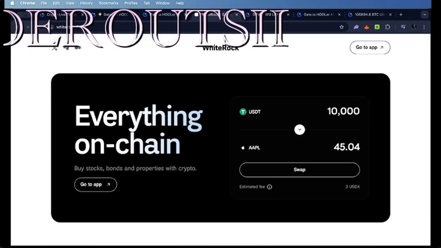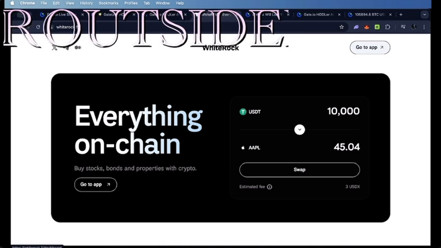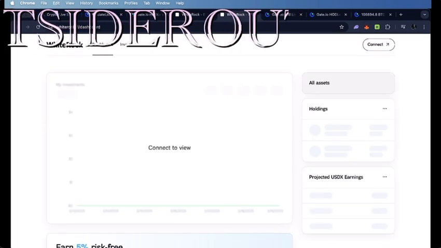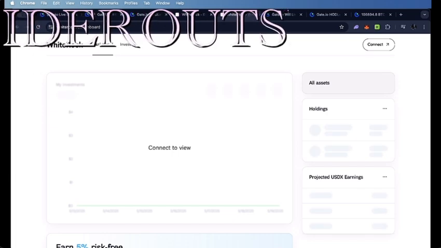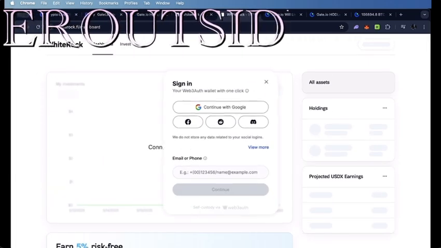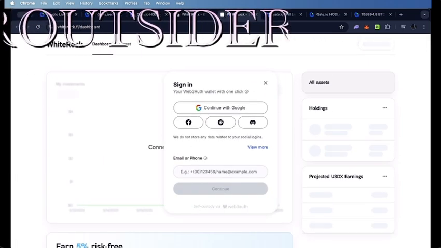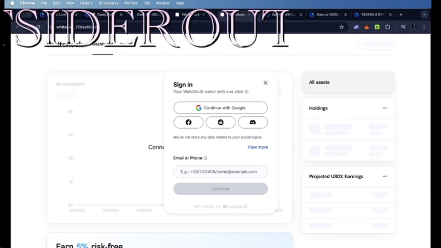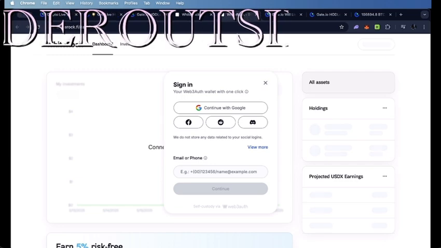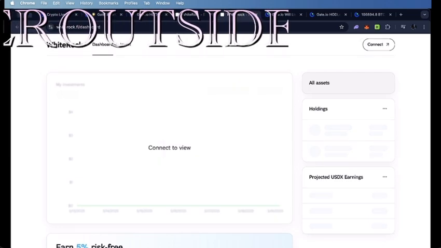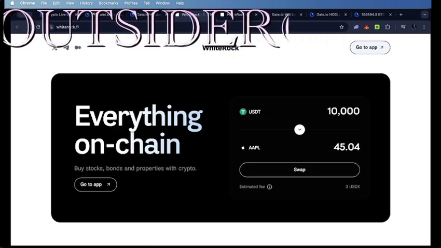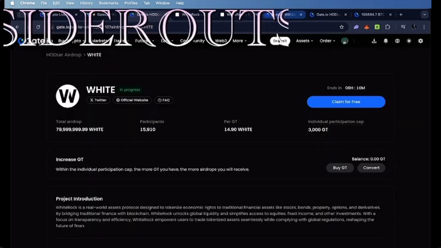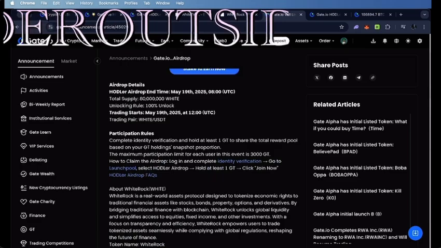I'm starting to like this project. Go to the app. They got an app. Connect to it. Okay, you guys connect. Yeah, create an account here. Now let's check their white paper.